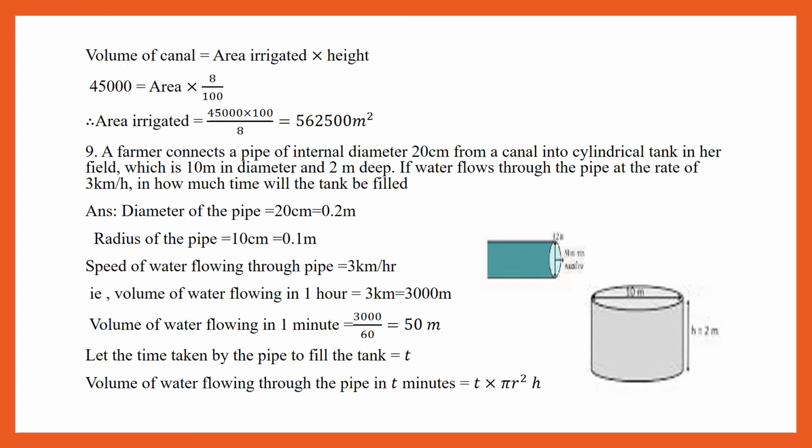Volume of the canal is equal to area irrigated into height. Area is taken as L into B and we want to find how much L into B is. That is, 45,000 is equal to area into height, which is given as 8 centimeter. When converted into meter, it will be 8 by 100. Therefore, area irrigated is equal to 45,000 into 100 divided by 8, which is equal to 5,62,500 meters square.